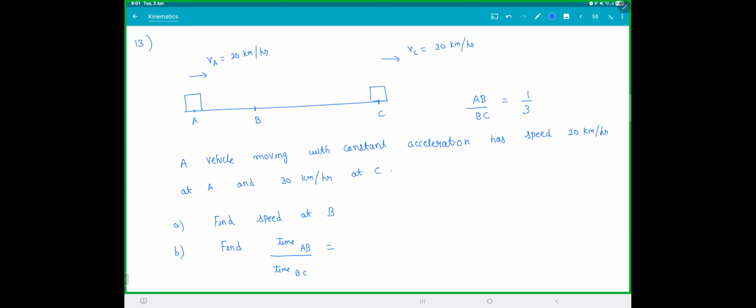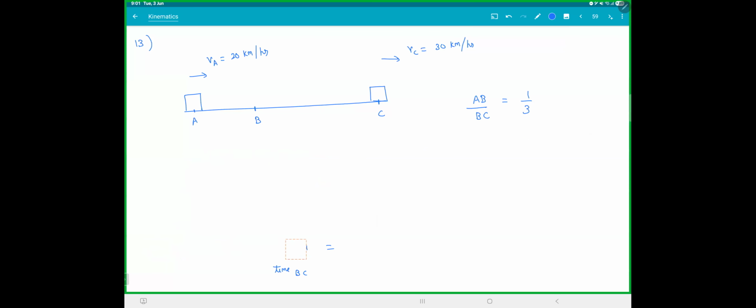Let's see the first part. Now see, when you see a question, normally, I know I have to use the three equations, but which equation should I use? This is something important. It might look obvious, but you need to develop the skill. When you see a question, you need to understand how do I even start?